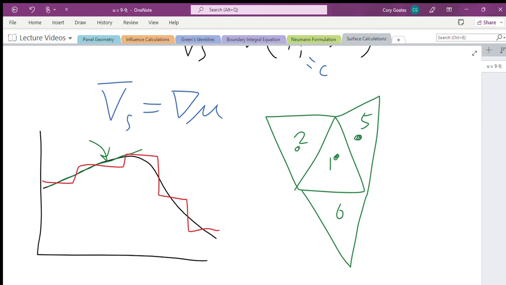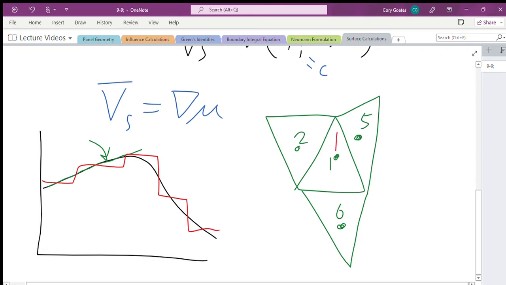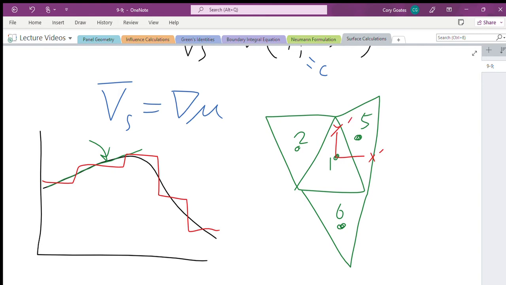Now remember, and this is very important for what we're about to do, we've said that the local coordinate frame has its origin at the centroid of this panel. So x prime and y prime are centered at the origin of panel 1. Okay? And we're going to approximate our doublet strength as being linear in the regions surrounding this panel, for panel 1.